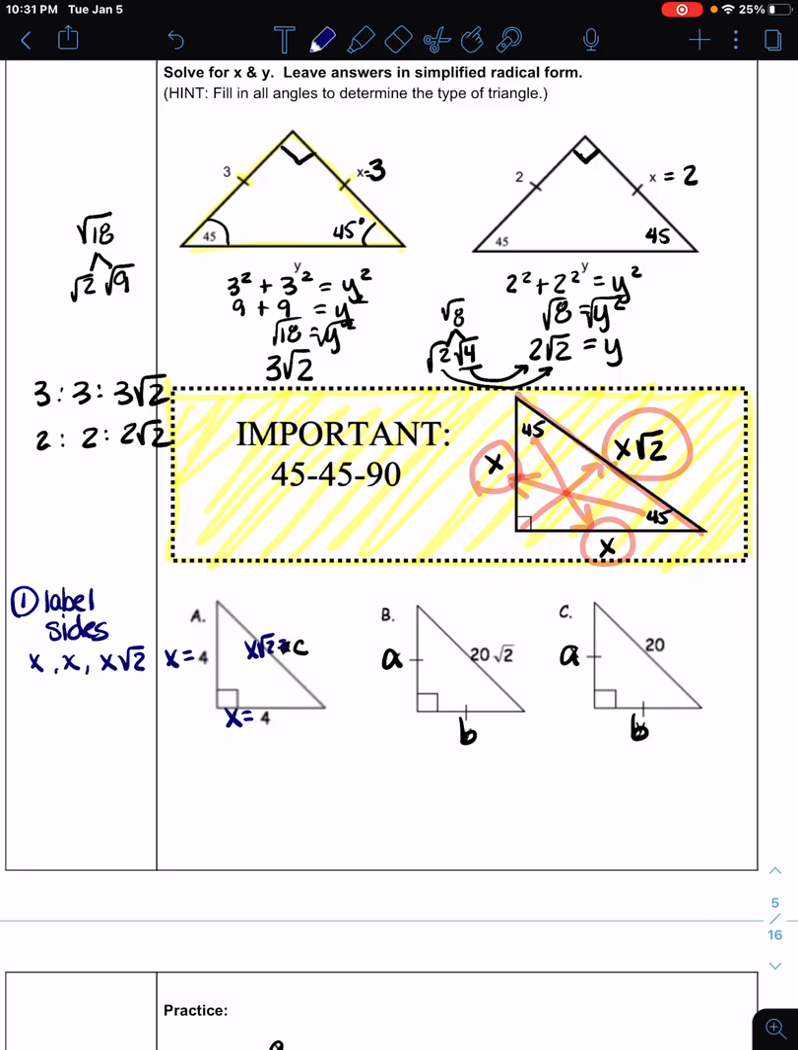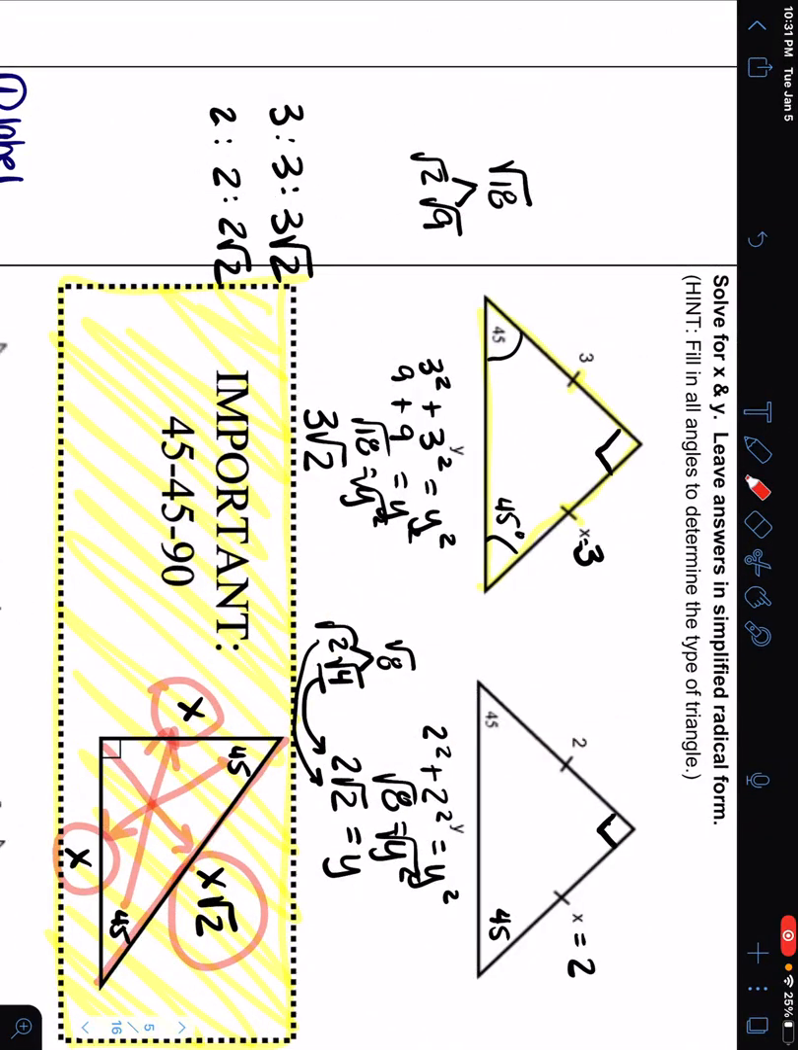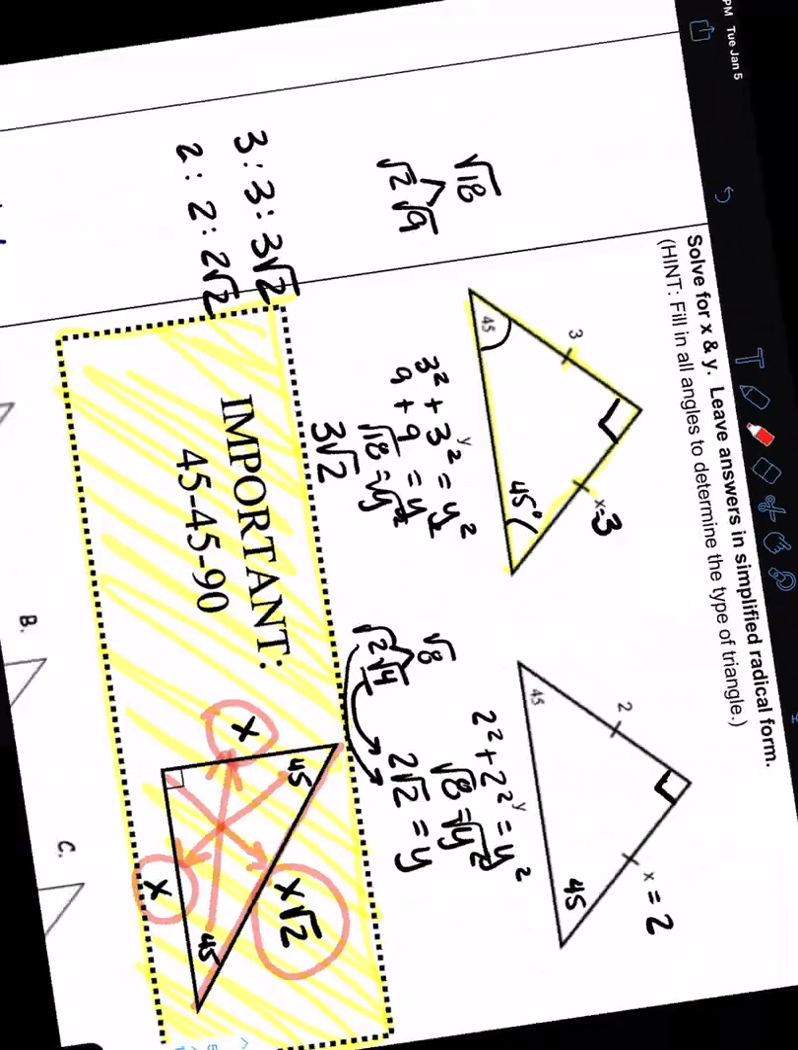So the first thing you want to do is label your sides. Then you're going to notice that there is an equation that already has a number. So you're going to solve the equation that comes up. If you look, we've got an x is equal to 4 and an x is equal to 4. That's what you want to look for. And then we've got x root 2 is equal to c. Now that's an equation, but there's not enough that I can solve for that.